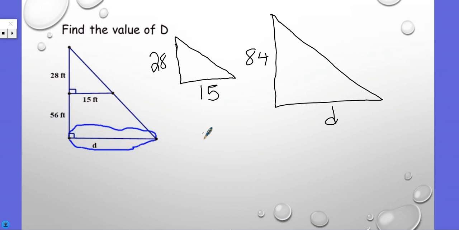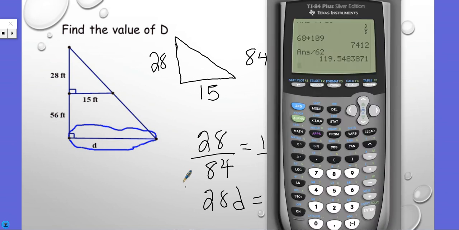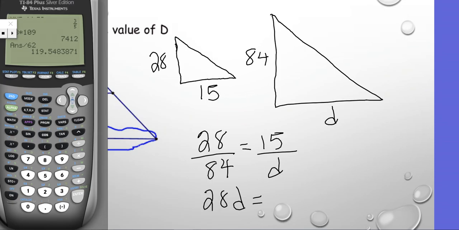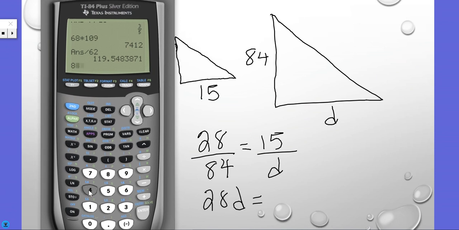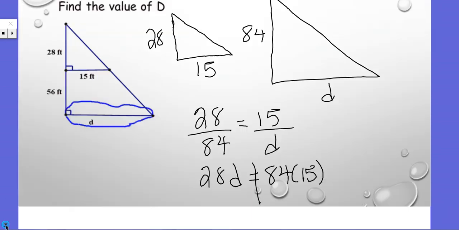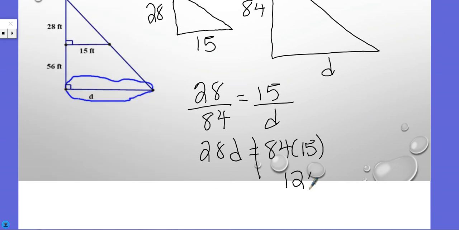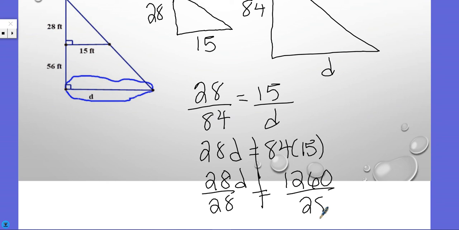So I'm going to do my corresponding sides. 28 over 84 equals 15 over D. So we get 28D equals 84 times 15. I'm not going to attempt to do that one in my head. I could though, but okay. So let's do 84. Wait, let me write it so you can see it. Let's keep it consistent. 84 times 15 equals 1260, 28D. All right, and then here we're going to divide by 28, divide by 28.